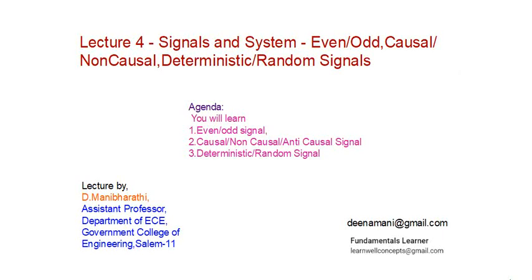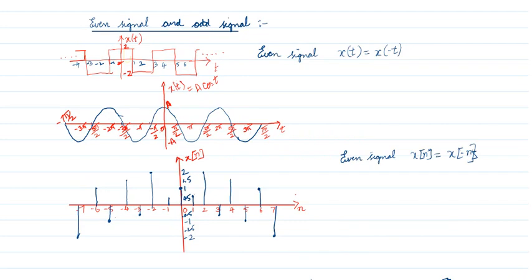In this lecture, we are going to discuss even and odd signals, causal and non-causal signals, deterministic and random signals. We have to understand the classification of signals, then only we can move into the next step of analyzing and processing a signal. Welcome to the lecture. Let us start with the even and odd signal.